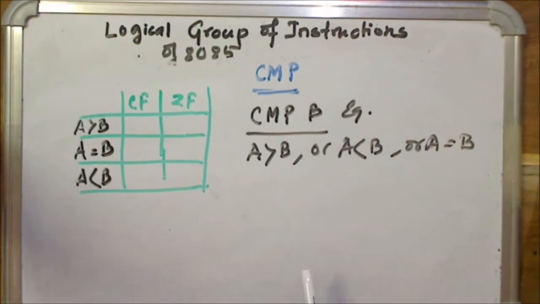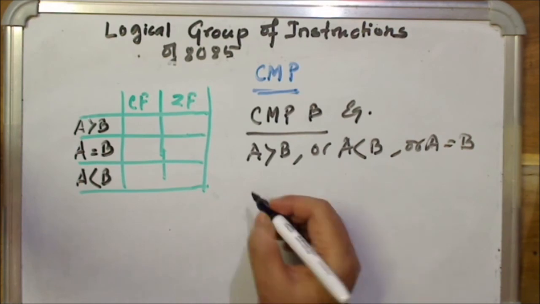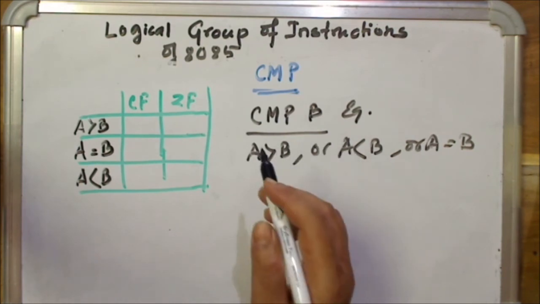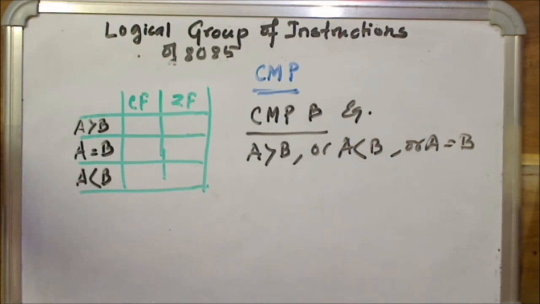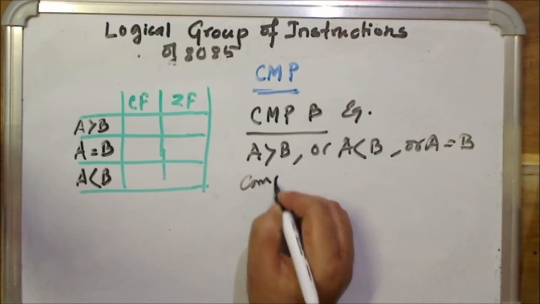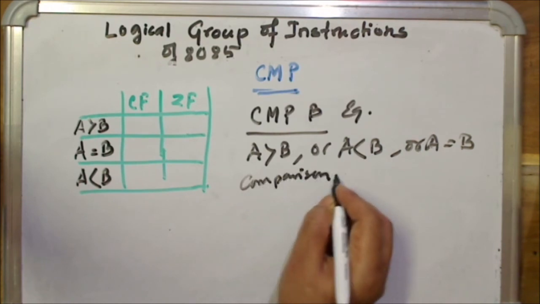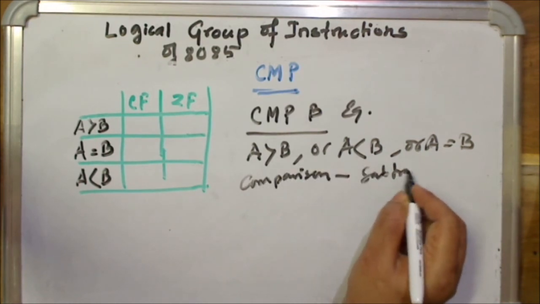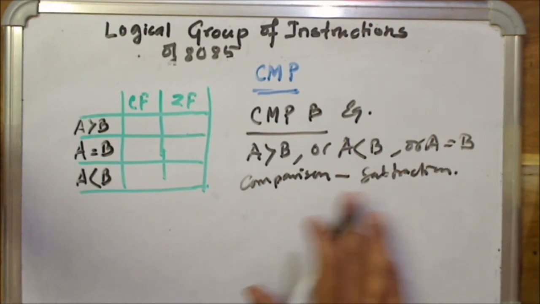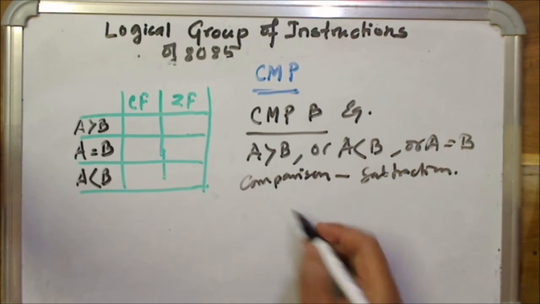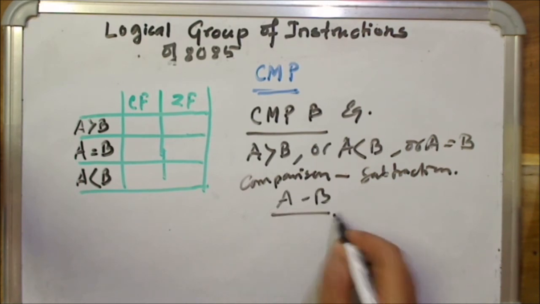So what is the process of comparison of two numbers? It is subtracting. The process of comparison of two numbers is just subtracting. Comparison is always done by subtraction. So have I made myself clear up to this? Just subtract the two numbers. That is A minus B.